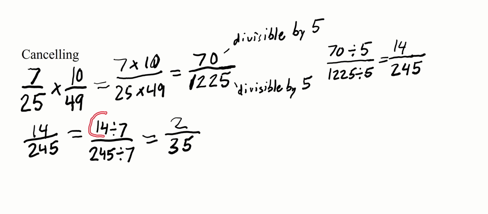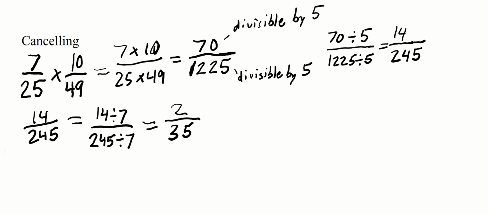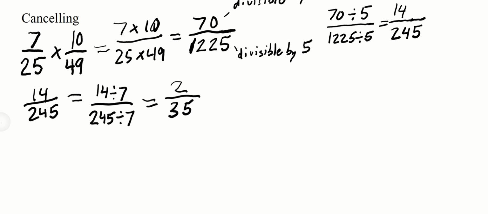It may not have been apparent to you that 14 and 245 are both divisible by 7. 14, sure, but 245, most of our basic multiplication facts don't go up that far. So what can we do to make this a bit easier to determine? Well, we can use something called canceling.